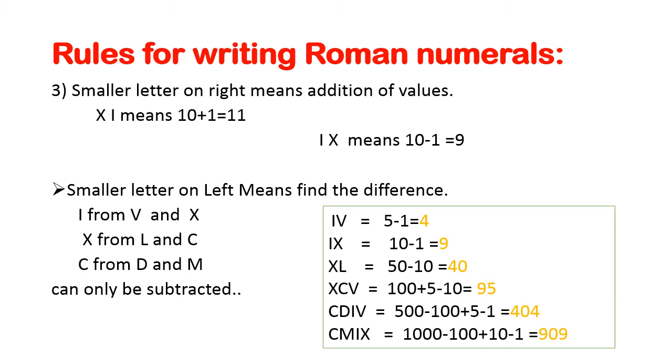Then CMIX. So the maximum value is M. So 1000. 1000 minus 100. Then the next maximum value is X, that is 10. Then that I comes on the left side of X. So minus 1. So the value of this one is 909.